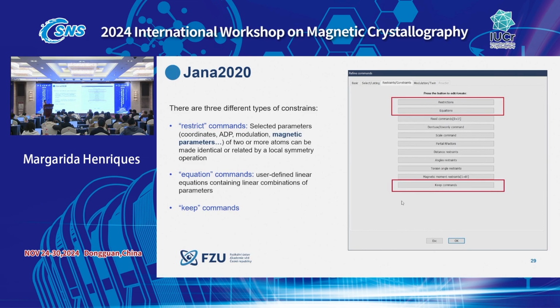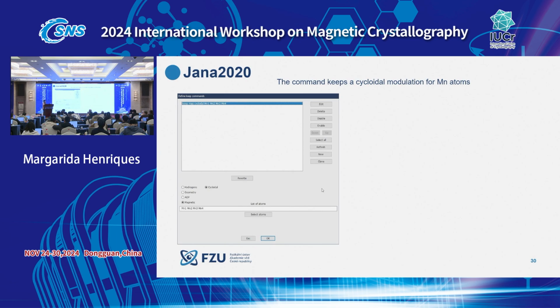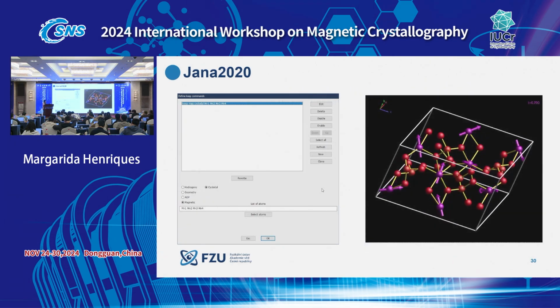And keep comments, as also a comment for magnetic atoms, which is here. And in this case, this was made to keep this. So these 4 manganese atoms are grouped together, and this is to keep their perfect cycloidal modulation for all of them. This is the result.